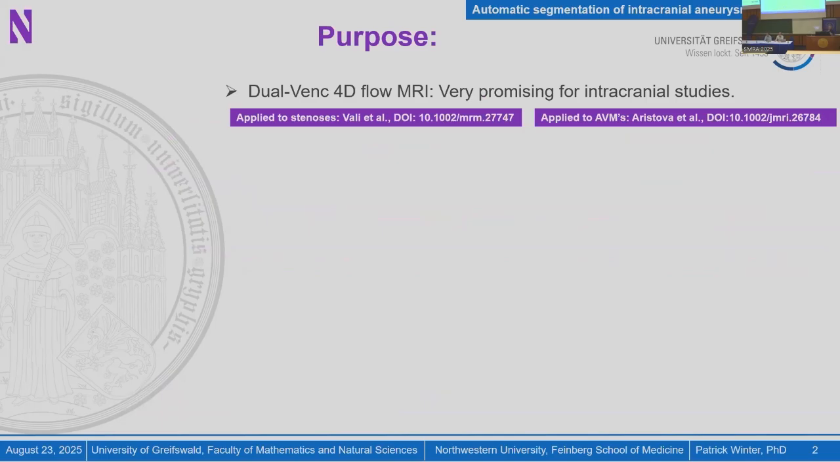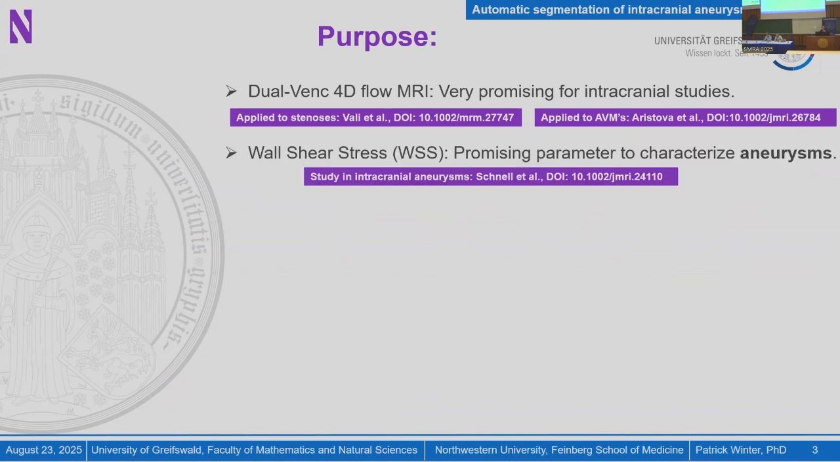So dual-venc 4D flow MRI is a very promising imaging modality and was already applied to studies in intracranial stenosis and arteriovenous malformations. One important parameter of 4D flow MRI is wall shear stress, and this parameter was already used as marker to characterize different aneurysm geometries.